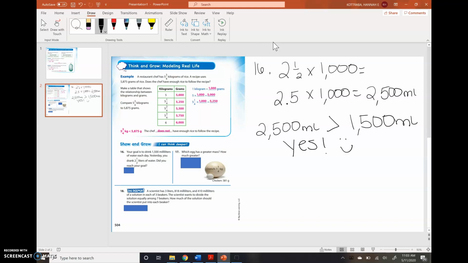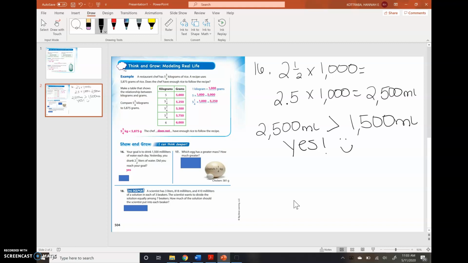Okay? And we can look and check our answer. Ta-da! Yes, you reached your goal. Now look at number 17. And you might think, well, this is really easy because I can clearly see one of the eggs is larger than the other. It says, which egg has a greater mass?